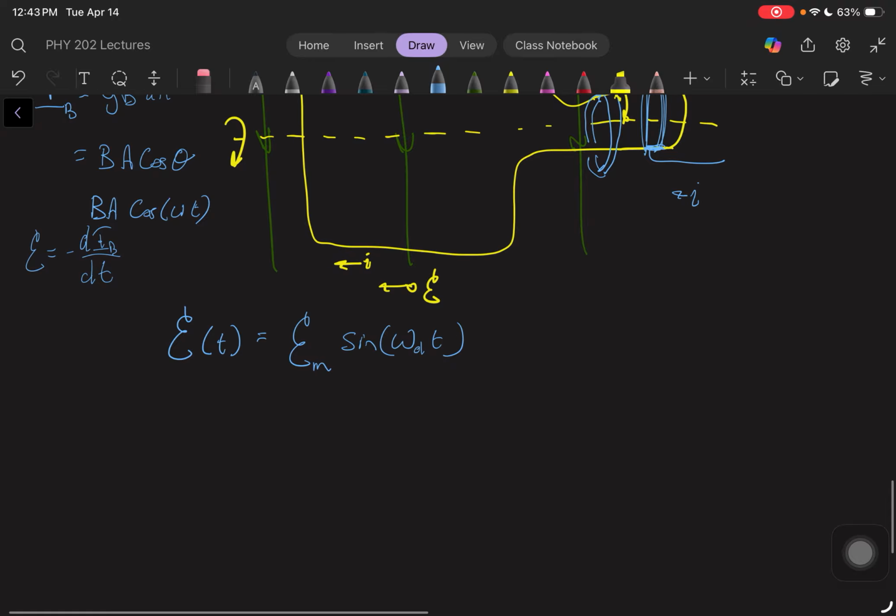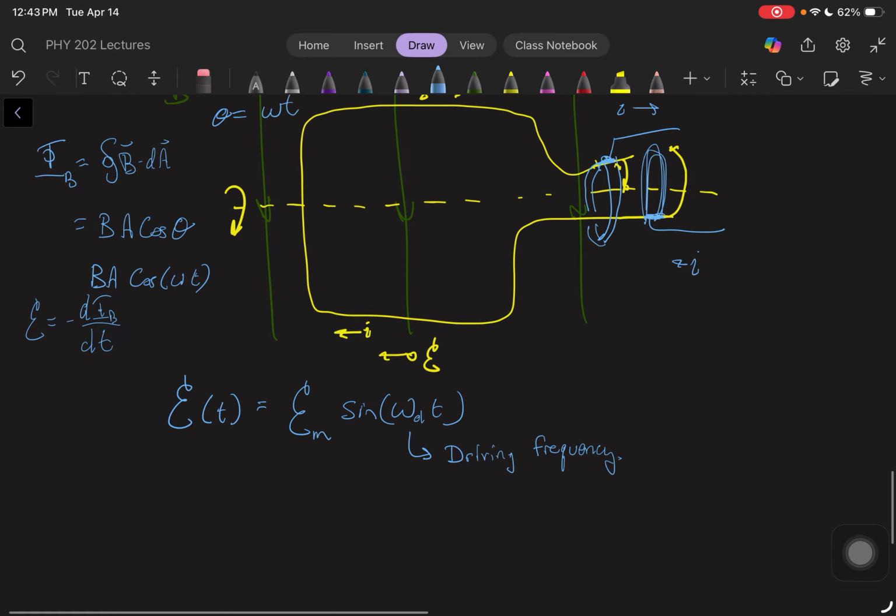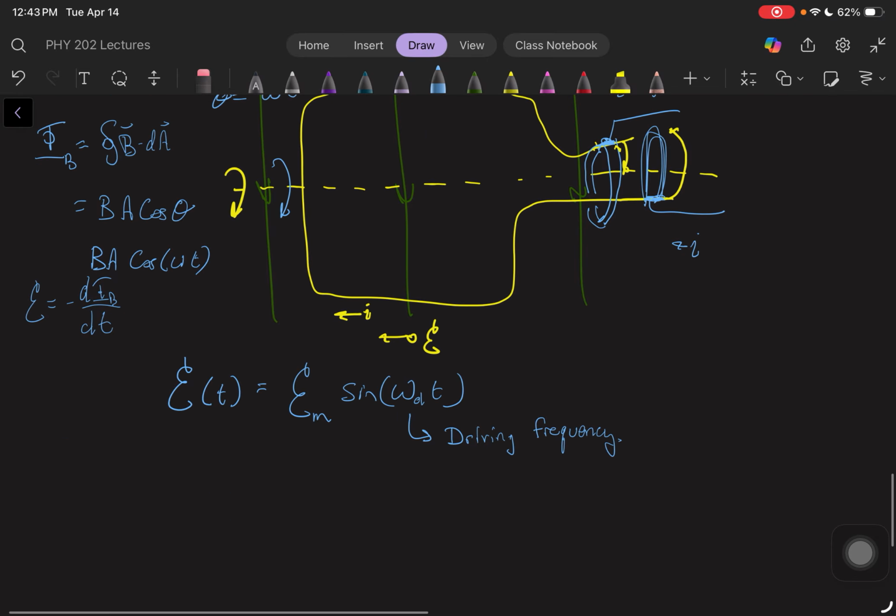And so, let's think here. This omega d, we can call this the driving frequency. And that's going to be the frequency at which this is rotating. Okay? And so this is going to be the max EMF, which is going to be true when the sinusoid is equal to 1. And so here we have equation 31.28.